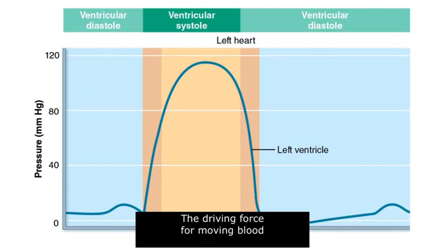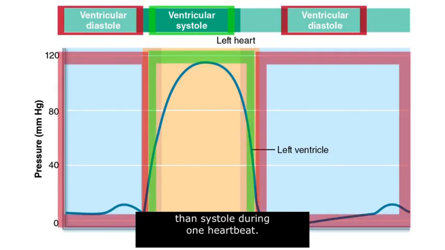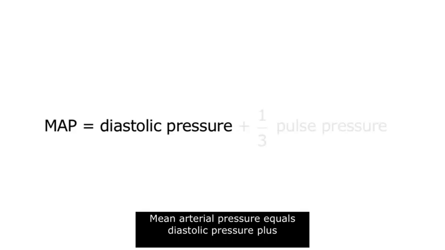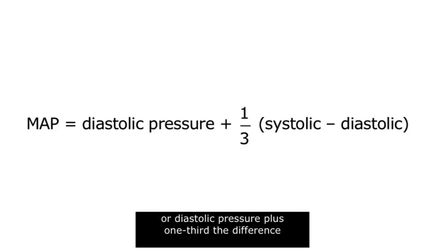The driving force for moving blood through the tissues is the mean arterial pressure, or MAP. It's not calculated as a simple average because the ventricles spend more time in diastole than systole during one heartbeat. The mean arterial pressure equation must account for this difference. Mean arterial pressure equals diastolic pressure plus 1/3 the pulse pressure, or diastolic pressure plus 1/3 the difference between systolic and diastolic pressures.